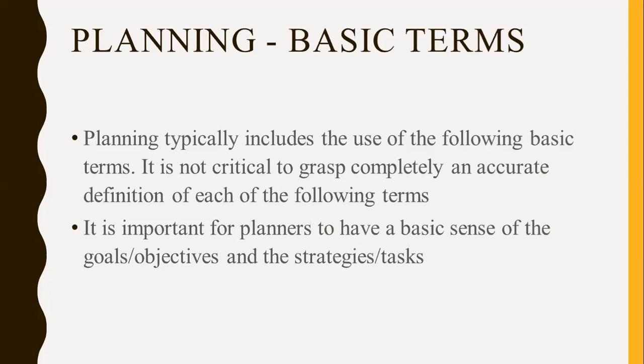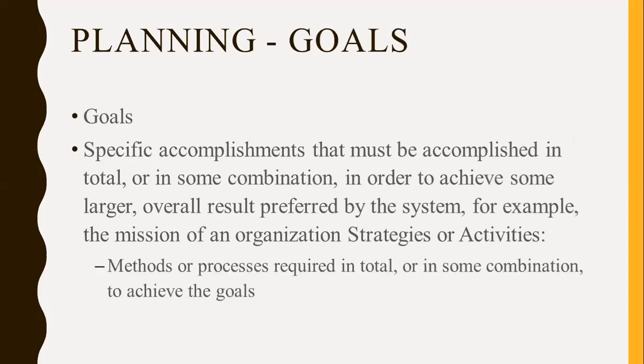So it's very necessary to be aware about the basics of the terminology regarding planning. Let's discuss what is the planning of goals, how we can plan the goals. Specific accomplishments that must be accomplished in total or in some combination in order to achieve some larger overall result preferred by the system. For example, the mission of an organization, strategies or activities, methods or processes required in total or in some combination to achieve the goals.